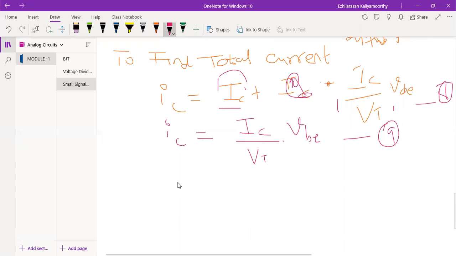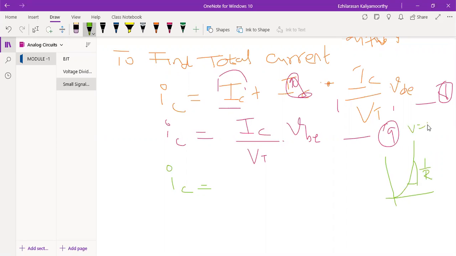Now from this I can say ic is equal to I by V. Remember that when it is a non-linear device, the slope here will be 1 by R. So 1 by R, V is equal to IR, where R is equal to V by I. But here we have I by V, that is the collector current IC by the thermal voltage VT, which is nothing but a transconductance, denoted as gm. So gm into vbe.